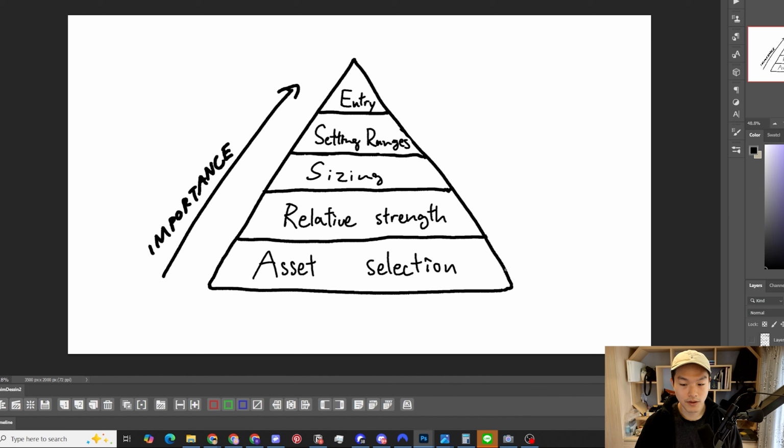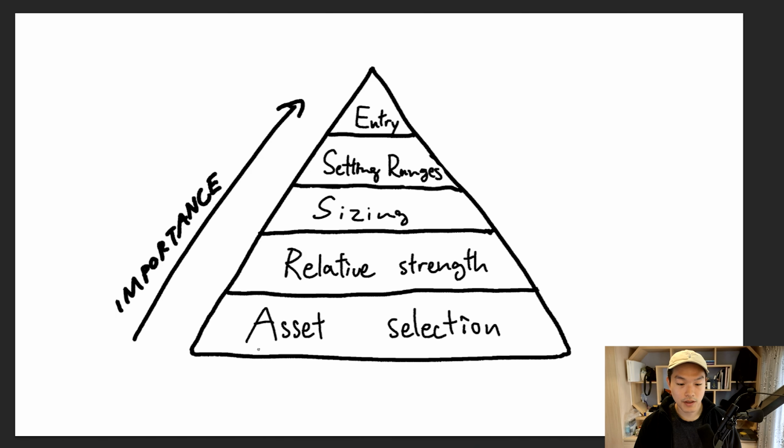So you're kind of starting from the bottom of the pyramid, in terms of importance, when you're trying to enter into a new crypto to crypto pool. It's kind of a funny acronym here, ARS with two S. And the most important part of this pyramid, the base of it, is the asset selection.